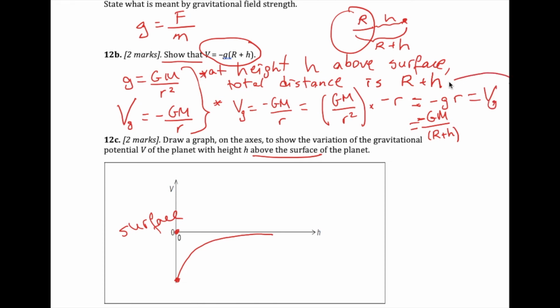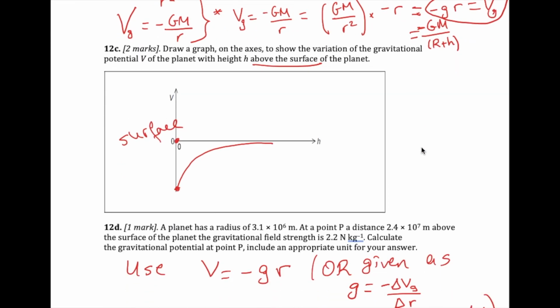I'll rewrite here so you see it clearly. And then you put g as GM over r squared times r. When you put r plus h, and in here you substitute that for r and multiply by r and the negative, you actually get the function that is required.